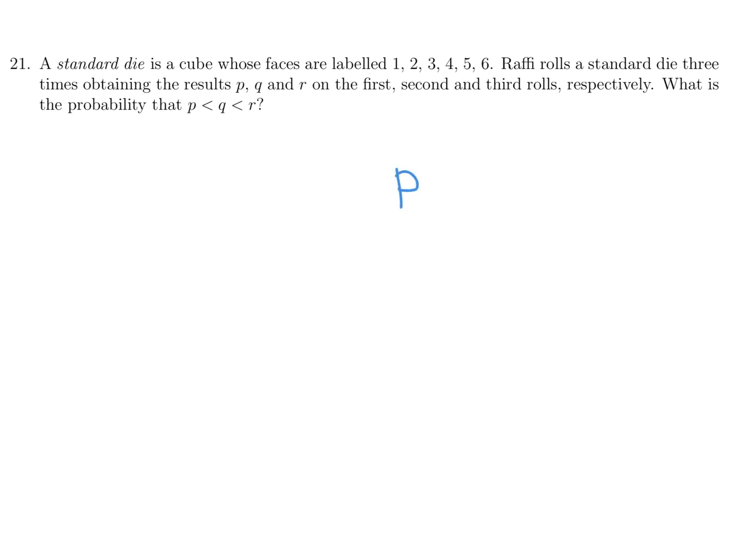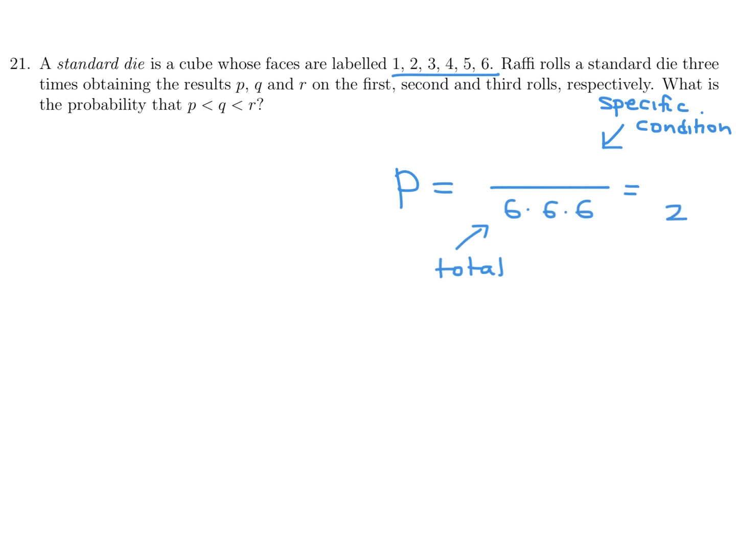So, in any probability question, it's usually a fraction, and the top is the specific condition, which they have explained in the question, and the bottom is the total. So if you roll 3 dice, the total would be the total number of outcomes. The first die has 6 outcomes, the second also has 6, and the third also has 6. So the bottom would be 216. Now the top, that's a specific condition. That one we need to talk about.